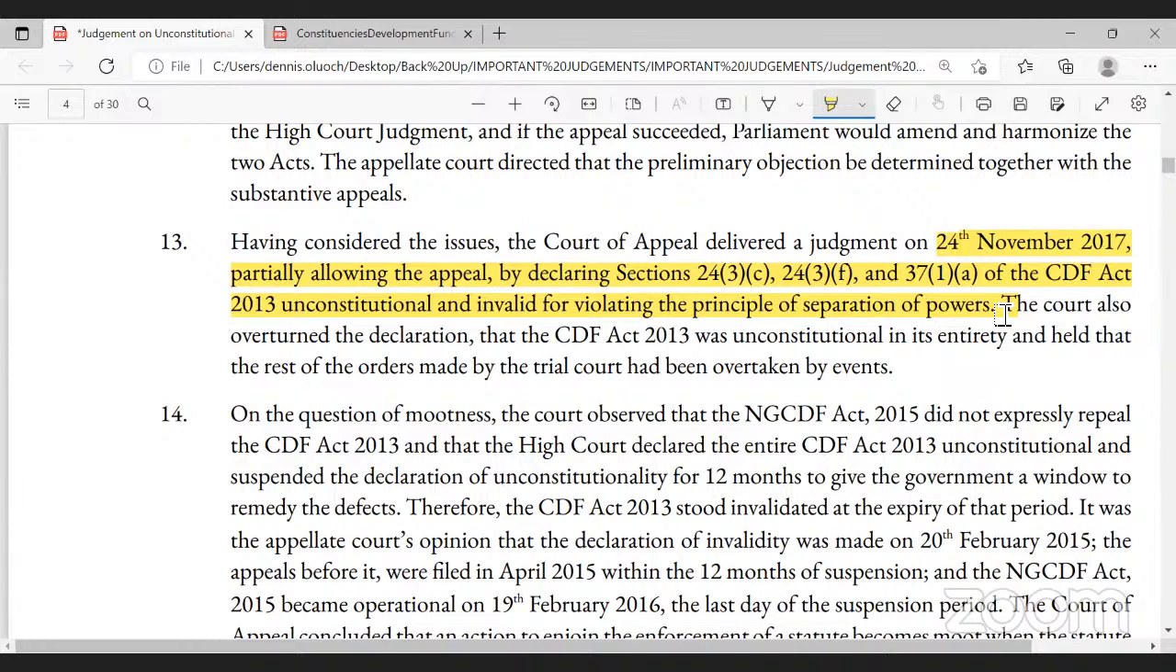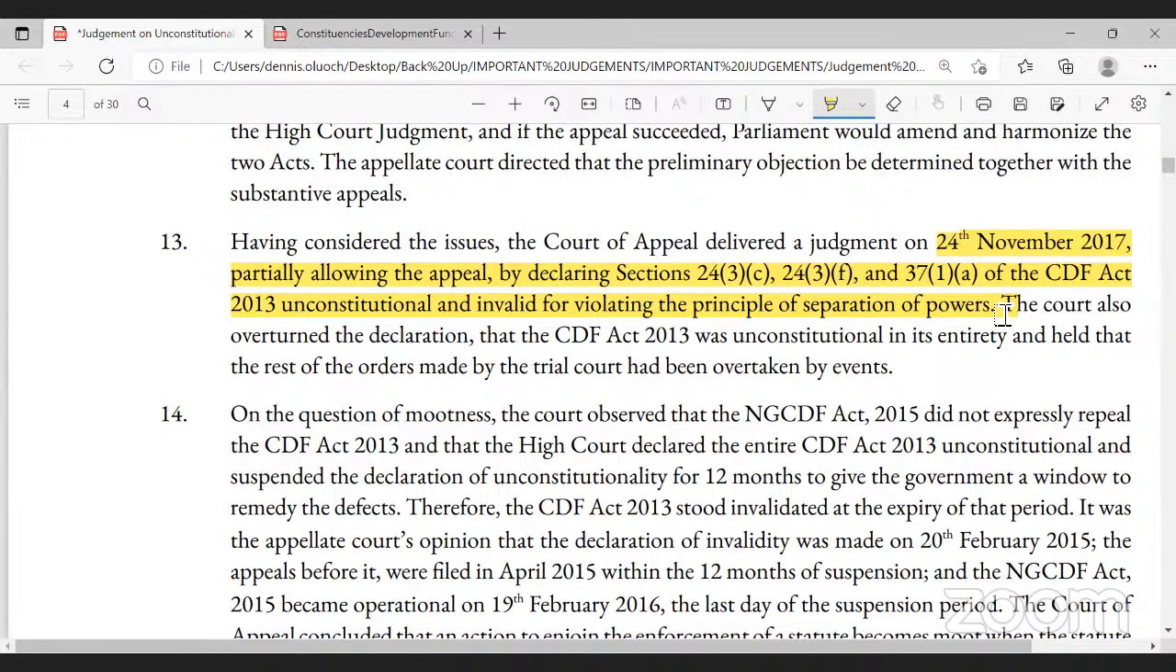It is worth noting that this appeal is coming at the beginning of the 12th Parliament, because we have just had the 2017 elections. And so the next Parliament is coming to office. But cleverly, or in compliance with the directions of the High Court in the 2015 ruling, the unconstitutionality of section of the CDF Act 2013 was suspended. It was given 12 months so that the national government would remedy the situation.